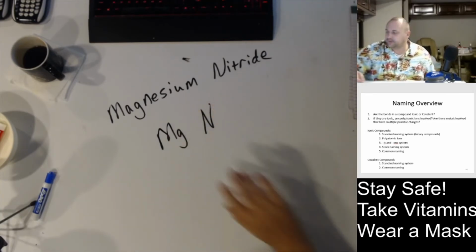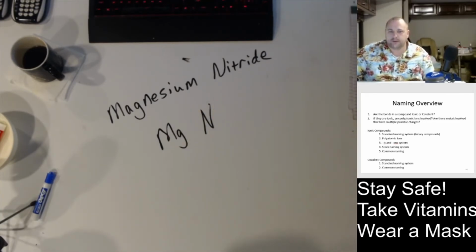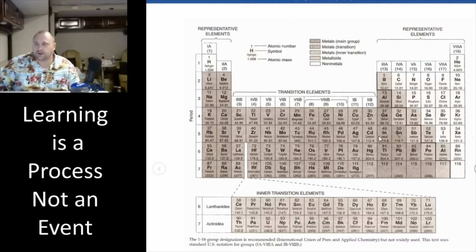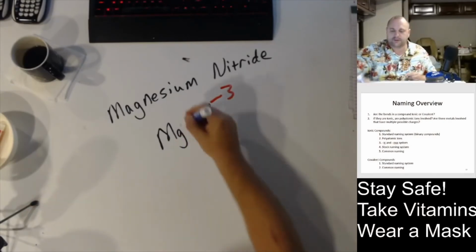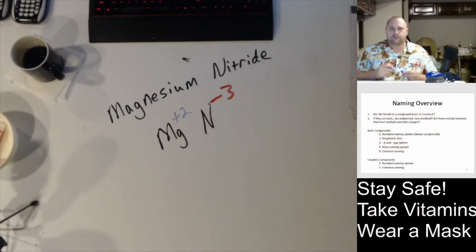And so for this ionic compound like this, to find their charges, I'm going to come over here and I'm going to find the nitrogen. It's in group 15. It makes a -3 charge. I'll put a -3. And then magnesium is over here in group 2, and so it's going to be a +2. So I'm going to come over here and I'm going to add a +2 for my magnesium.